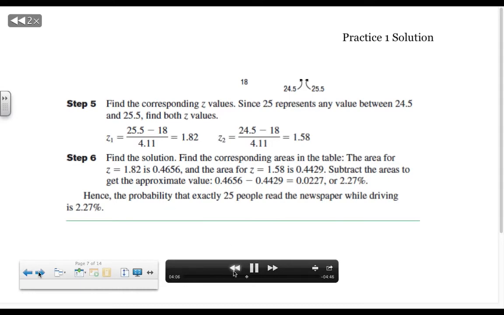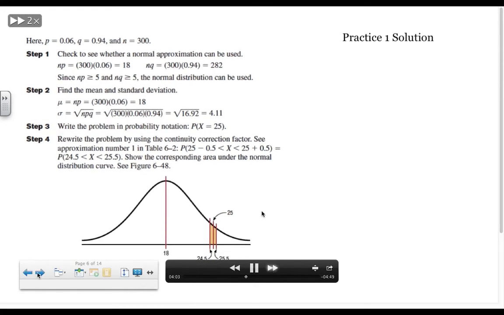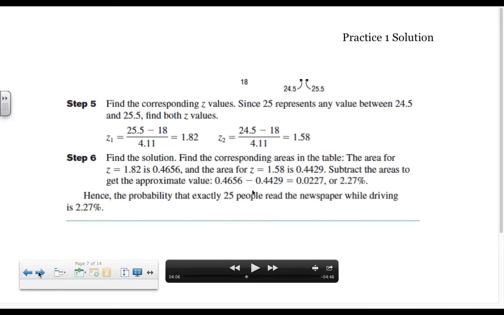Since they were on the same side of the equal sign, I have to subtract them from each other. And I end up with 0.0227. So the probability that exactly 25 people read the newspaper while driving is 2.27%.